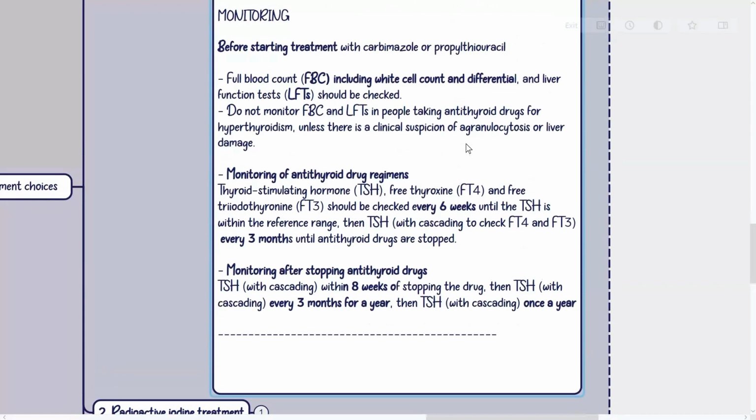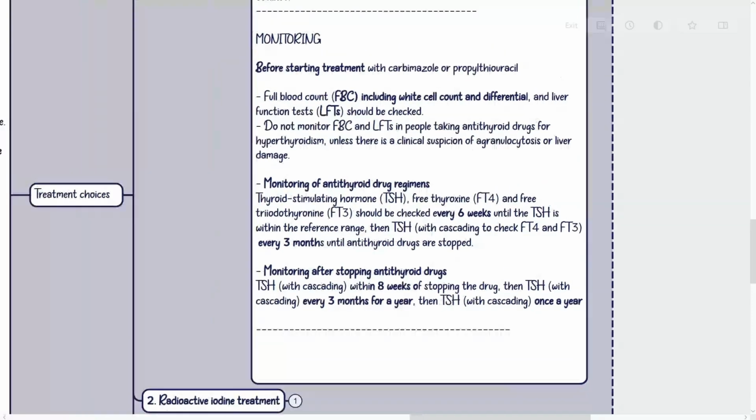Monitoring of antithyroid drug regimens: thyroid-stimulating hormone, TSH, free thyroxine, FT4, and free triiodothyronine, FT3, should be checked every 6 weeks until the TSH is within the reference range. Then TSH, with cascading to check FT4 and FT3, every 3 months until antithyroid drugs are stopped. Monitoring after stopping antithyroid drugs: TSH with cascading within 8 weeks of stopping the drug, then TSH with cascading every 3 months for a year, then TSH with cascading once a year.